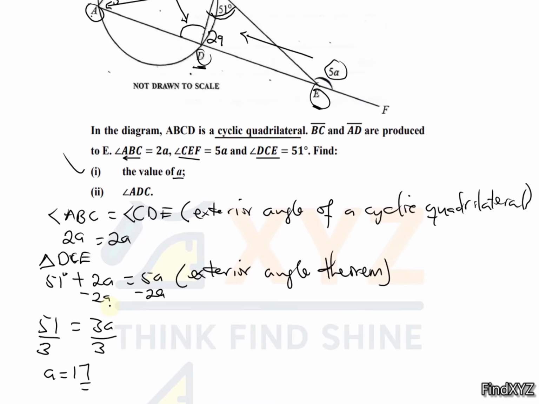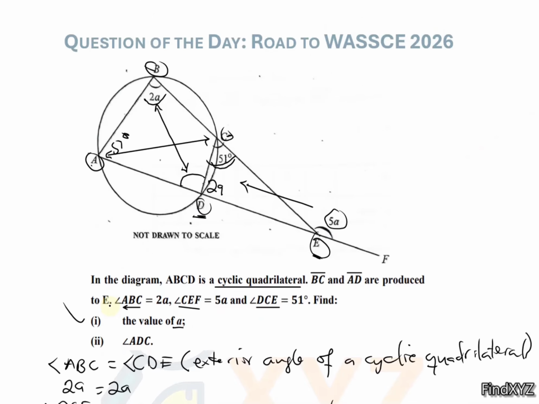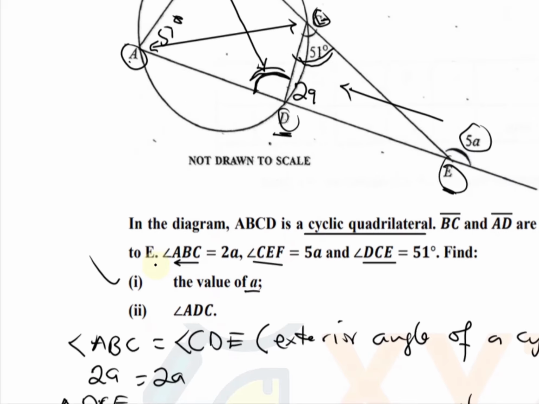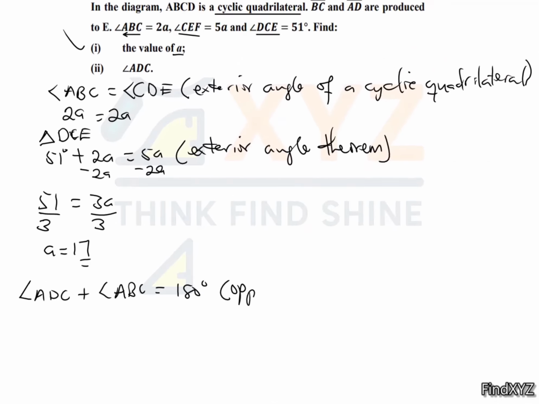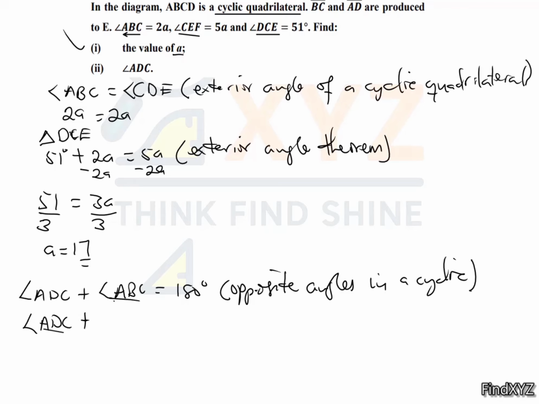Then the last part of the question, we are tasked to find angle ADC. However, we know that in a cyclic quadrilateral, opposite angles are supplementary, right? So angle ADC plus angle ABC should give us 180 degrees. Opposite angles in a cyclic quadrilateral add up to what? 180. Now what is angle ADC? We have no idea. That is what we are finding. And what is angle ABC? Angle ABC is 2A, but we have found A. So what is A? A is 17.